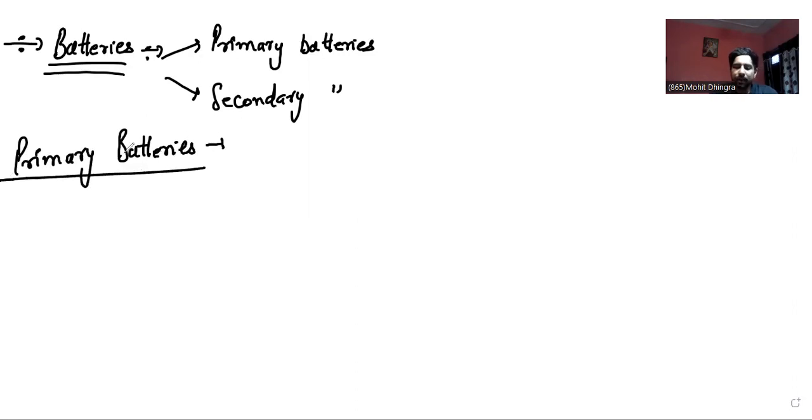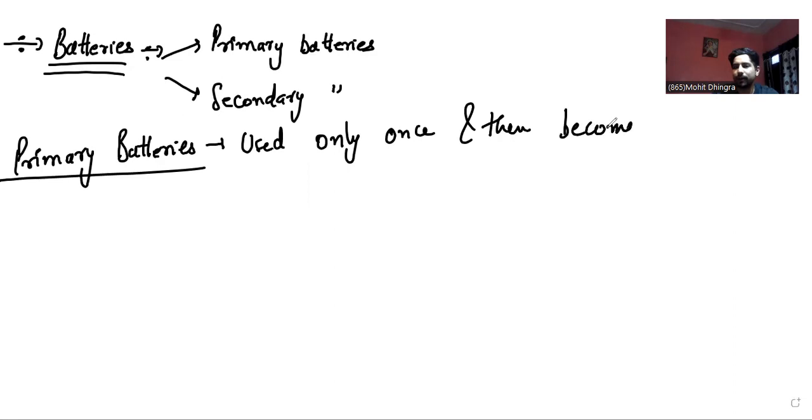In the primary batteries, these are the batteries which are used only once, meaning the chemical reaction happens only once, and after that chemical reaction is over, these batteries become dead. They cannot be recharged again and can be used only once.